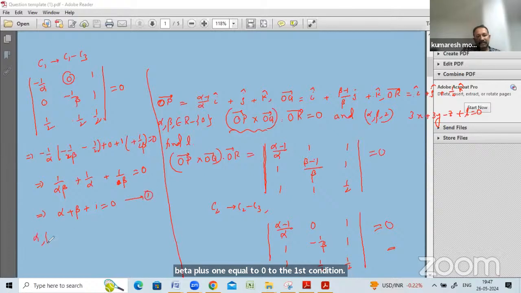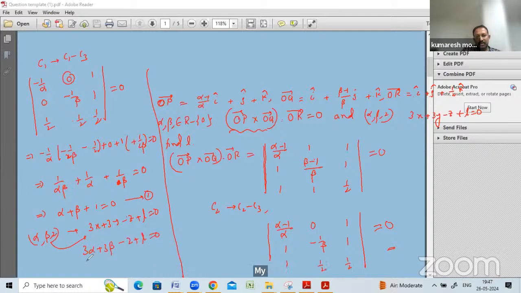And given that alpha, beta, and 2 is a point lying on the plane 3x plus 3y minus z plus L equal to 0. If we substitute the point here, we'll get 3 alpha plus 3 beta minus 2 plus L equal to 0. And we know that alpha plus beta is equal to minus 1. If we substitute the value here, we'll have minus 3 minus 2 plus L equal to 0. We'll get L equal to 5.